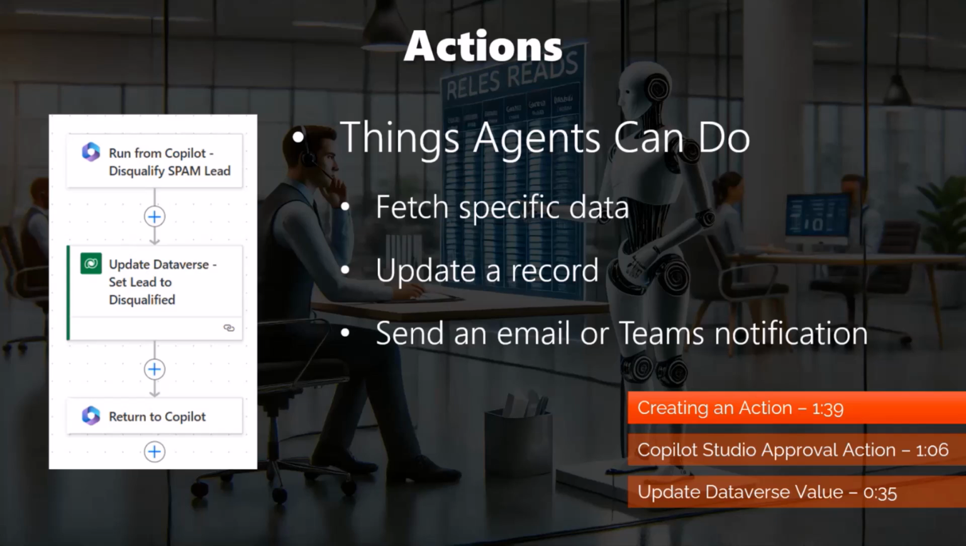And I can also pass values back to it. So for example, on the Copilot Studio approval action, I can pass back to Copilot Studio, was this approved or was this declined? And then I can take action accordingly. So lots of communication going back and forth between those 2 things to make those things happen.